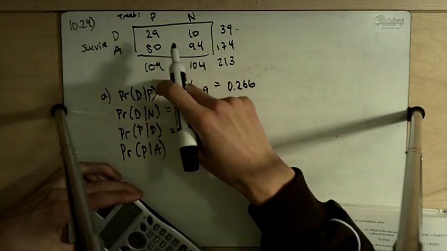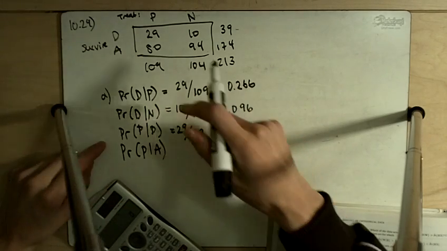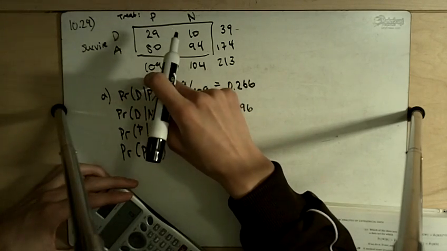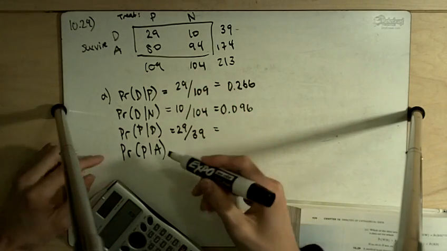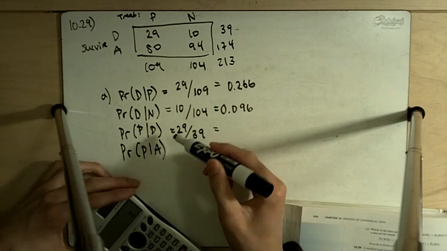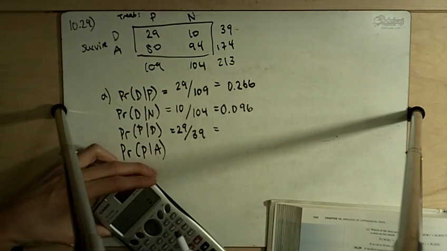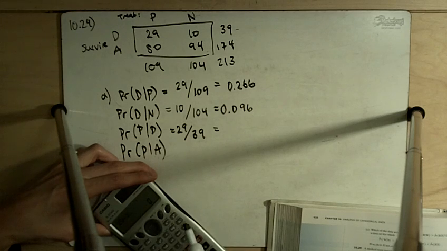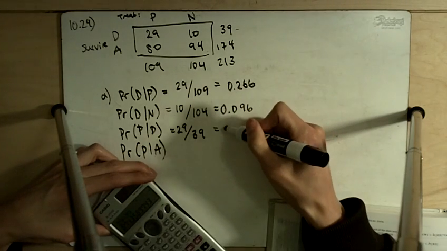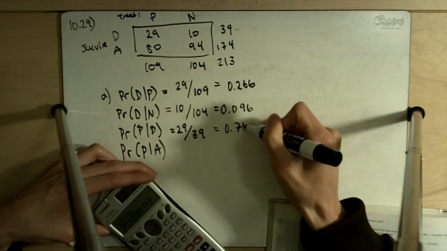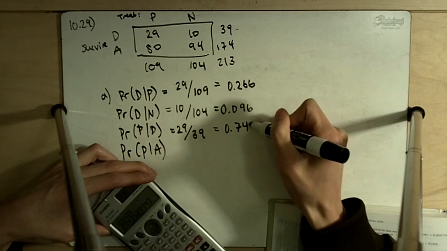Notice the difference between the probability of died given that they were positive, D given P, versus the probability of P given D. This time we're limiting ourselves to the 39 and we're looking at the 29 who died. And so this is going to be 0.744.